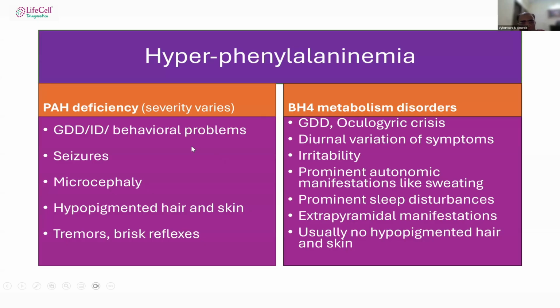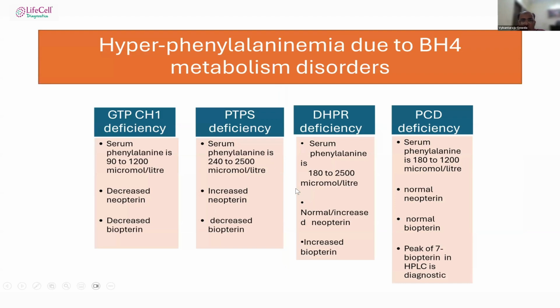tetrahydrobiopterin defects. Usually in PKU, as I told, classical features of GDD, microcephaly, autism, and infantile spasms are very common. But in tetrahydrobiopterin defects, extrapyramidal symptoms are very common. Hypopigmented hair is not very common. Maybe mild hypopigmented hair can be there, and they can have a normal imaging. So the diagnosis requires further metabolic tests, as I told, in the CSF test.